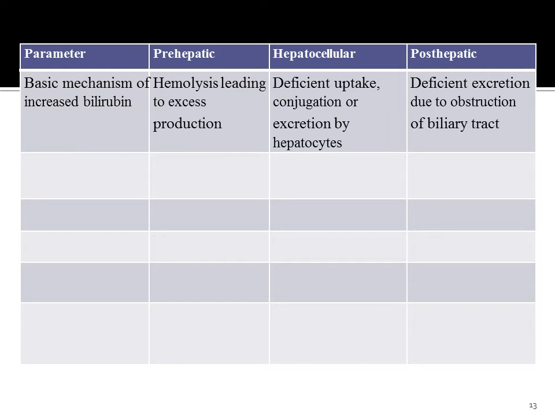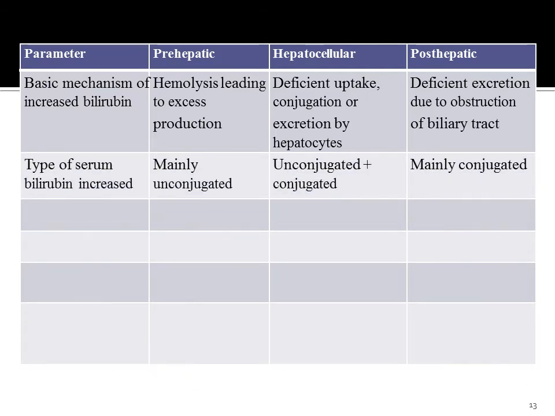In hepatocellular jaundice, there is deficient uptake of bilirubin, or deficient conjugation or excretion by the hepatocytes. In post-hepatic jaundice, there is deficient excretion due to obstruction of the biliary tract. So this is the mechanism, the cause of the jaundice.